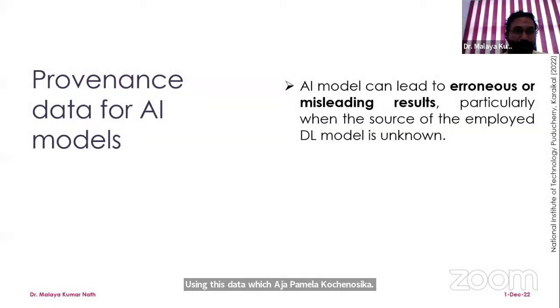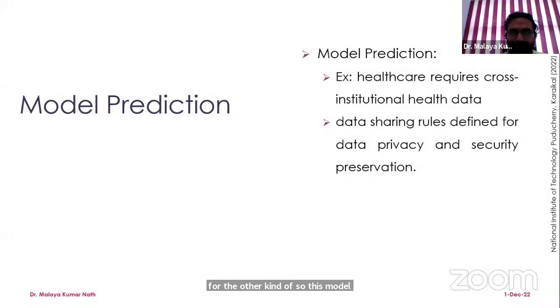So next is provenance of data and AI models. An AI model can lead to erroneous or misleading results, particularly when the source of the employed DL model is unknown. Because we have already discussed in the last session that these deep learning models depend upon the data, because they are very data hungry, and these deep learning models can be treated as a black box. That means one model may work fine for one kind of data, and may not work fine for another kind of data.